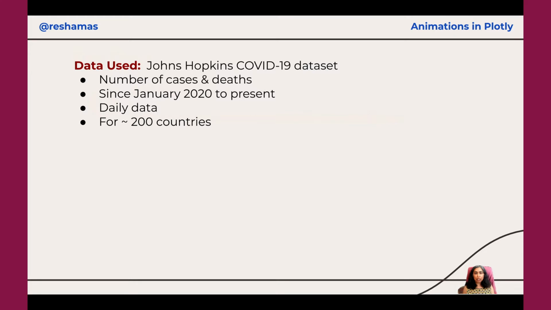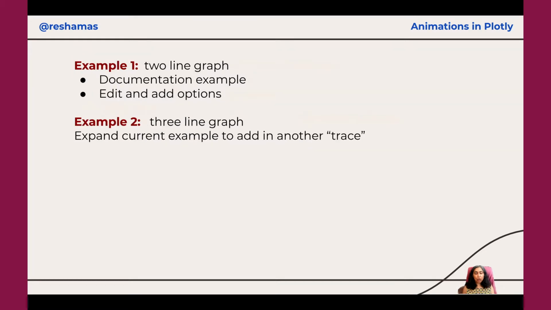So a little bit about the data that I used for this presentation. It is from the Johns-Hopkins COVID-19 dataset. It includes a number of cases and deaths by day from January 2020 to present, and it's available for about 200 countries. So I'm going to begin by going over the data a bit and then how to do a 2-line graph example, and then moving on to a 3-line graph example.